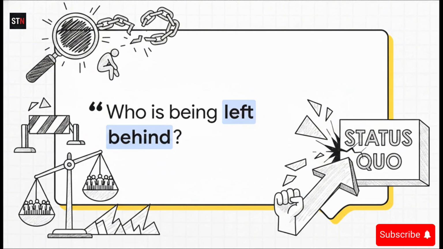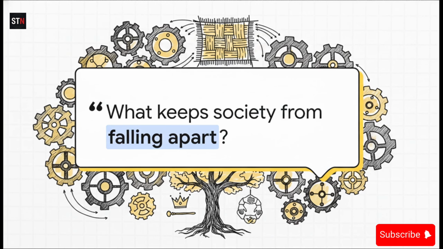This question, who's being left behind, this is the engine that drives the left. It's this constant search for injustice, a deep-seated drive to challenge the way things are, all in the name of creating a fairer society for everyone. And right on the heels of that comes the essential counter-question from the right. What keeps society from falling apart? From this perspective, society is a pretty fragile thing. It's held together by traditions, institutions, and shared values. So the number one concern is protecting that social fabric from any changes that might lead to chaos.